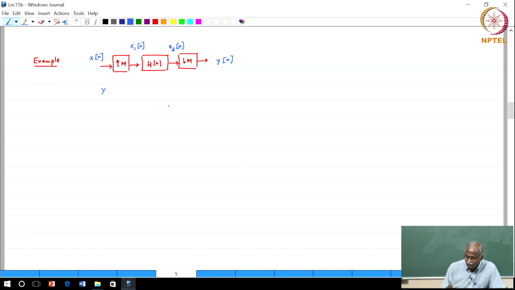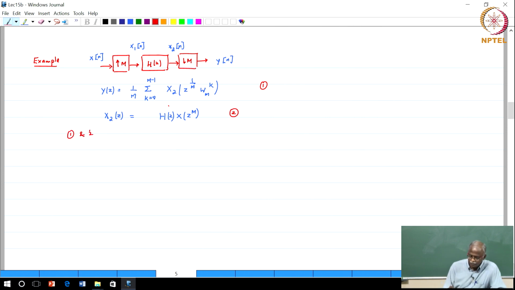So, y of z, downsampling, so it will be 1 over m summation k equal to 0 to m minus 1, x2 of z power 1 over m W_m^k, that is the downsampling operation. Let me call that equation 1. And x2 of z: there is first the upsampling. So, that becomes x of z raised to the power m multiplied by the filtering operation h of z. Call this equation number 2.